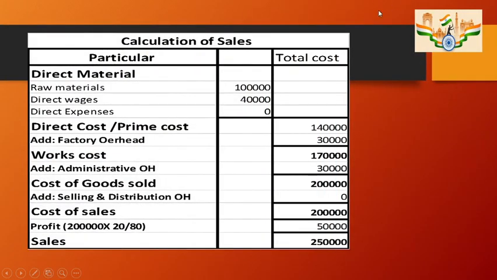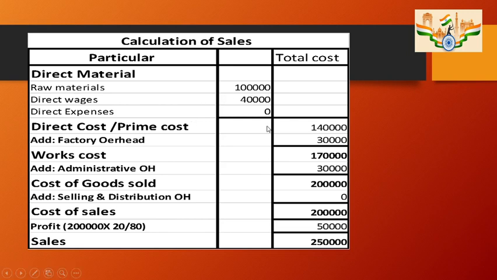Okay, direct material, raw materials 1 lakh into 1, you can write over here in bracket also 1 lakh kgs into 1 rupees equal to 1 lakh. Then direct wages was given in the problem, that is 10,000 hours into 4 rupees per hour. Here in bracket you can write also, and directly also you can write 10,000 hours into rupees 4 per hour, that is 40,000. So direct expenses is not given, so 0.